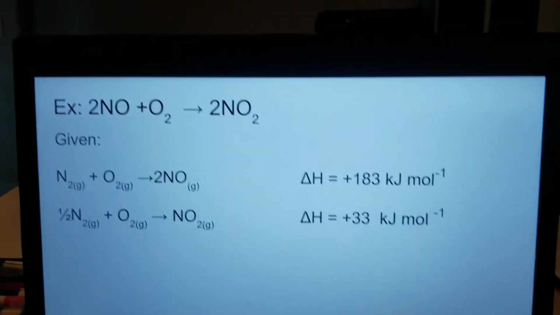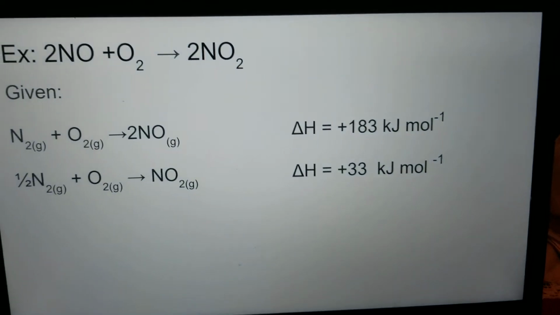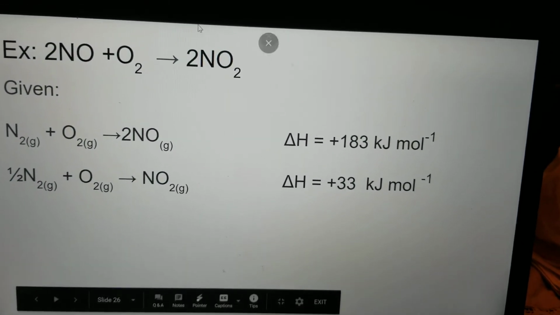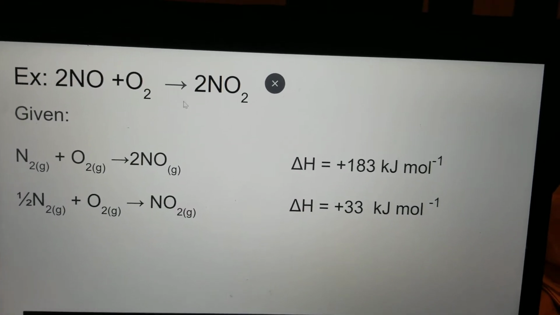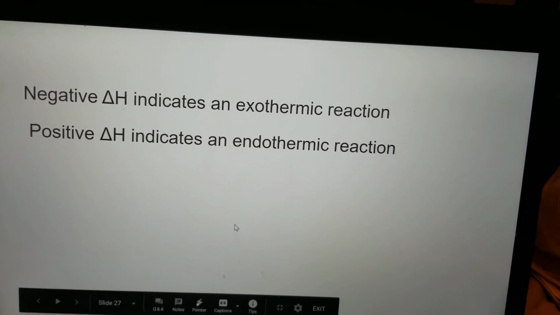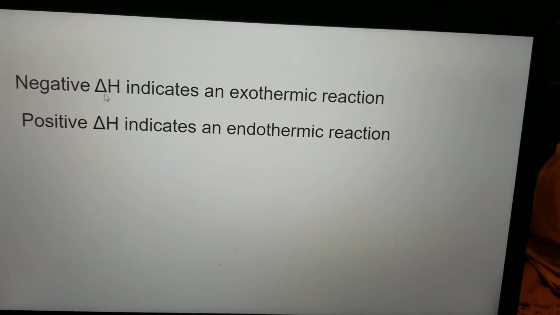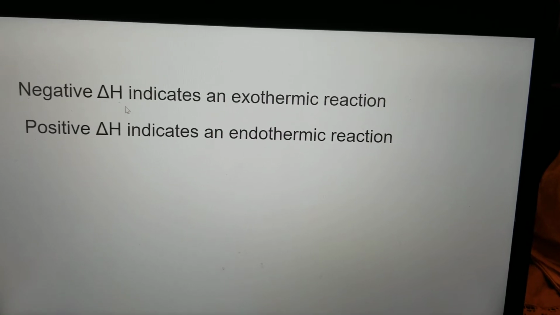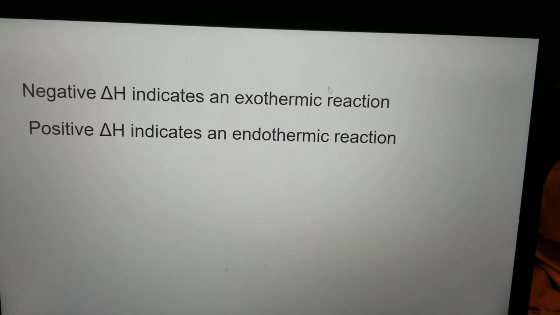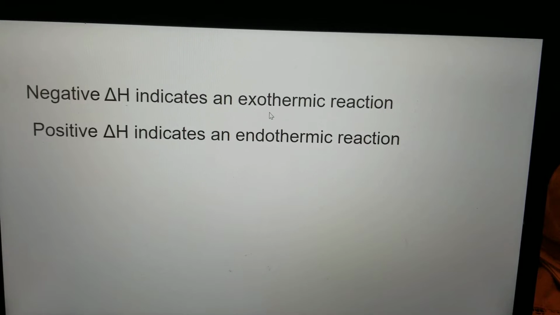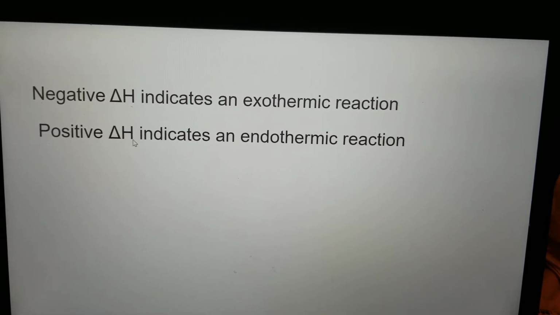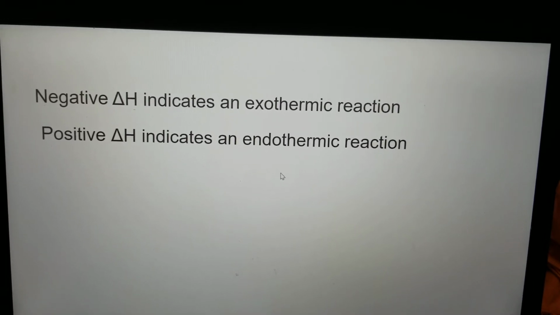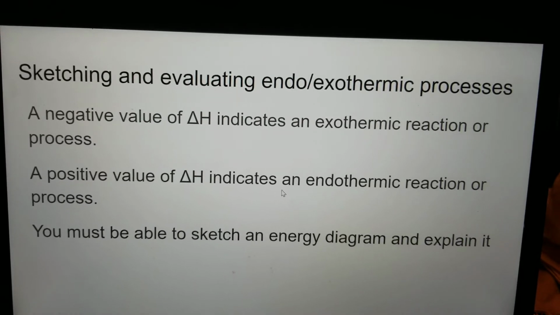Okay? So sometimes you have to multiply by a factor, sometimes you have to flip it. Basically you need to overall get the reaction that they give you. Now, one thing to remember and notice is that anytime you have a negative delta H value, that's going to mean that that was an exothermic process or reaction. Anytime you have a positive delta H value, that's going to indicate an endothermic process or reaction.